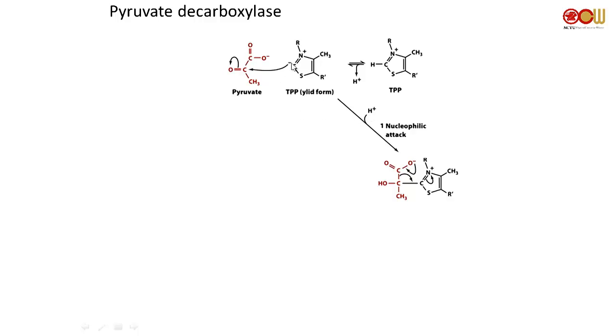Okay, so this guy attacks here. And then what you get is O minus, right? O minus grabs a proton, it becomes this. And if you were to look at this structure, in a sense it is a beta keto acid. Okay, why? Because you have the carbonyl, this is the alpha carbon, this is the beta carbon. The beta carbon now has an electron withdrawing group, just like your beta keto.